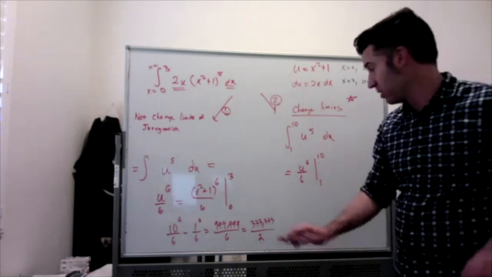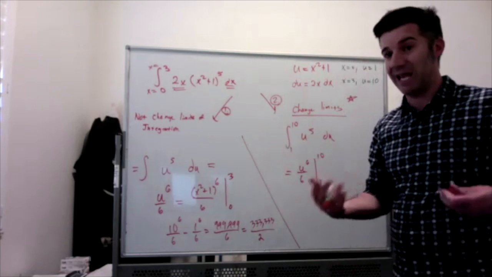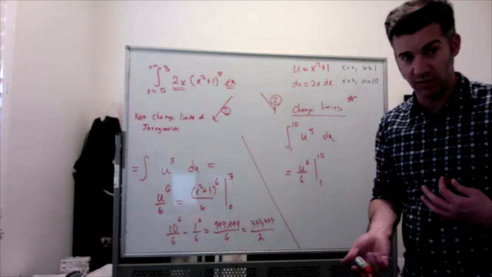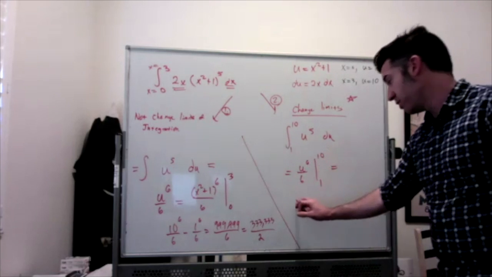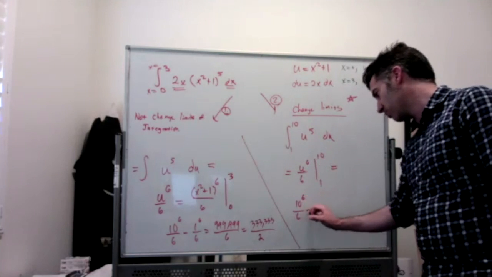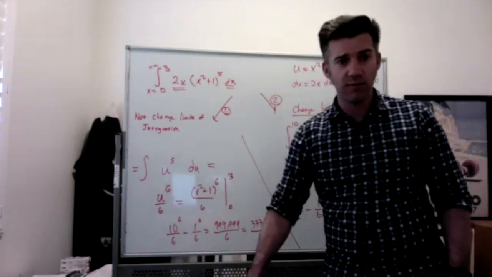And here's the really important thing to remember. You do not have to change, in fact, you cannot change back to x's. You have to leave it in terms of u because these are the u values. So just plug in 10, you get 10 to the 6th over 6. Plug in 1, you get 1 to the 6th over 6. Hey, look, that's the same answer as right there.